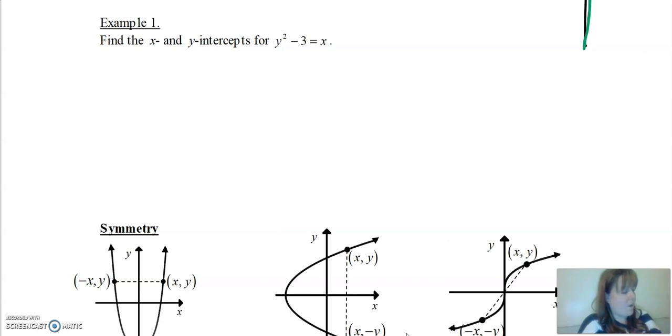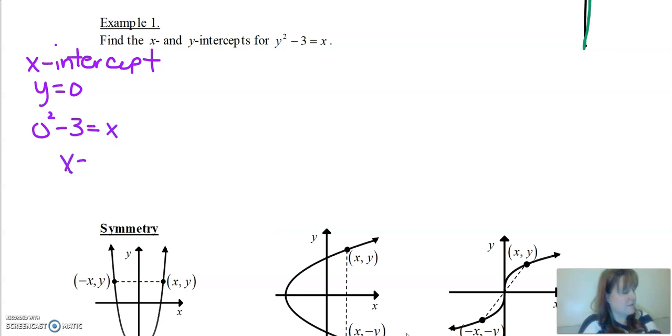So y equals 0. What intercept is that? That's the x-intercept, right? Because it tells us where it hits the x-axis. So this is the x-intercept. Y equals 0. So we're going to have 0 squared minus 3 equals x. So x equals negative 3. So this crosses over the x-axis at x equals negative 3.